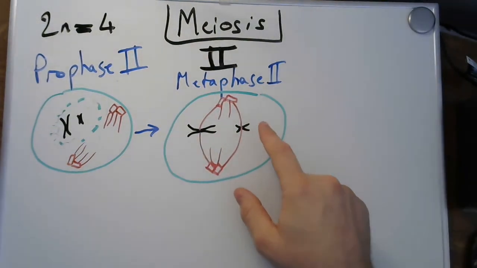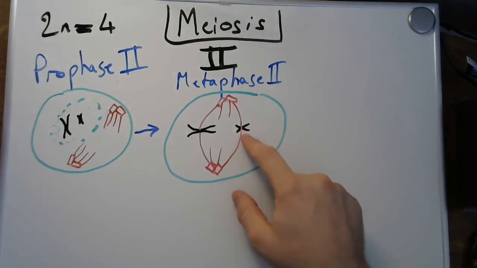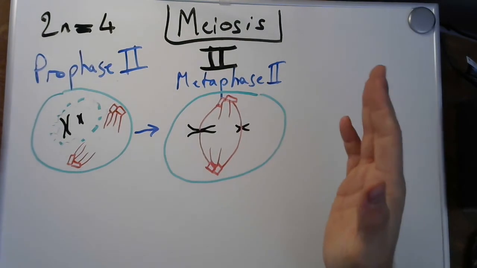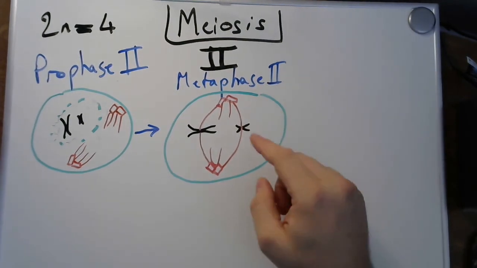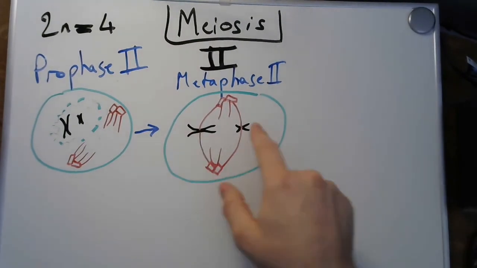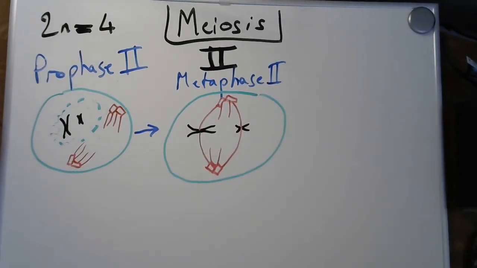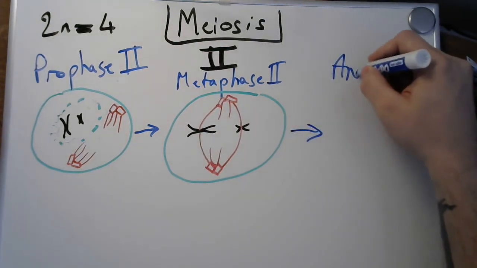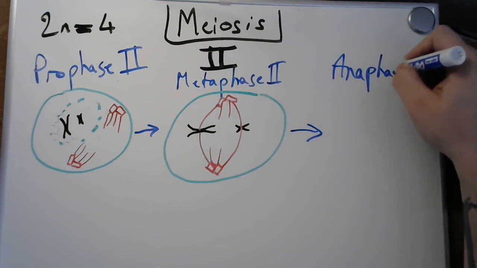In metaphase 1, we separated the homologous chromosomes. Those spindle fibers were attached only to one of the pair of homologous chromosomes. We separated those in meiosis 1. Metaphase 2 now, the spindle fibers attach on the centromeres of each chromosome on either side. That's getting ready for anaphase 2. Anaphase 2 is the segregation of sister chromatids.